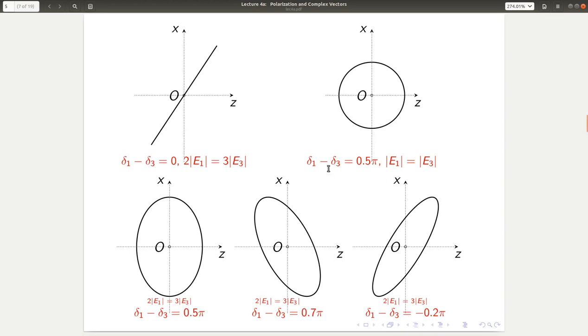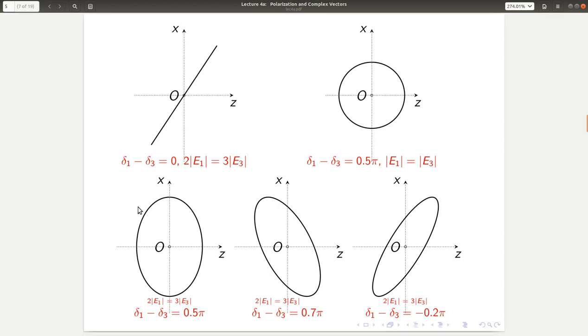Now consider a similar thing. Keep delta 1 minus delta 3 such that it's pi by 2, and the magnitude of E1 and magnitude of E3 are equal. Then we get circularly polarized light. Again, I leave it to you as an exercise to check if this is left circularly polarized, and also do one more thing, which is to change this, add pi to this, so it will be 1.5 pi, and ask, does it become the other polarized light? So you need to check that, and so please do that. So these are two: this is linearly polarized light, and this is circularly polarized light.